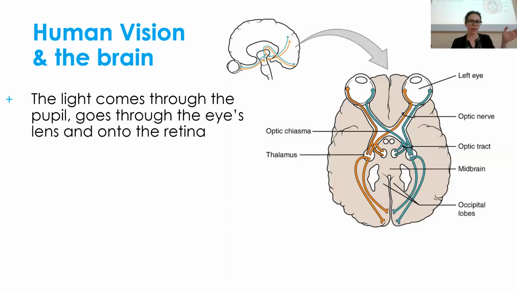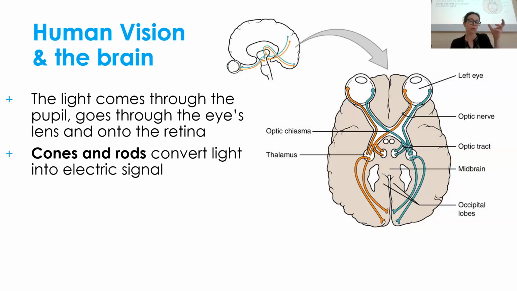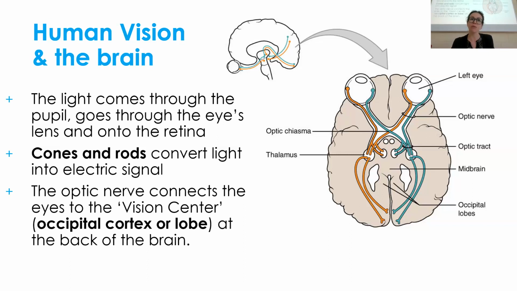So once again, light comes through the pupil, goes through the eye's lens, onto the retina, then the cones and rods transform this into electric signal, a very key aspect of human vision, the eye translators, these photoreceptor cells. Then the electric signal goes to the brain through the optic nerve, and the part of the brain that is responsible for vision and actively contributes to vision is called the vision center. It's located in the occipital cortex at the back of the brain. So the brain does sort of half the job, right? With the eyes alone, we cannot see.